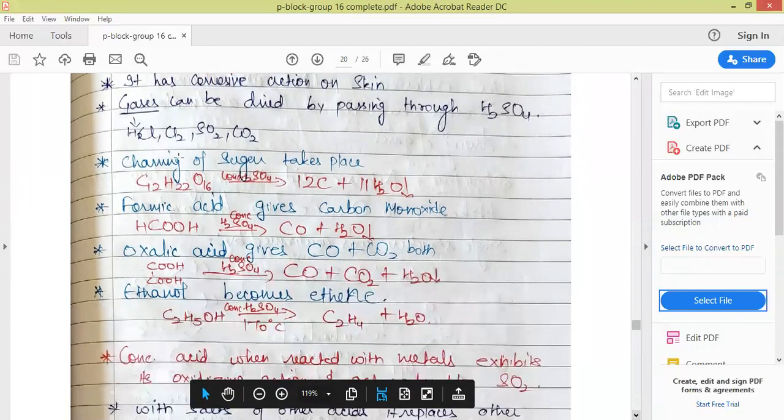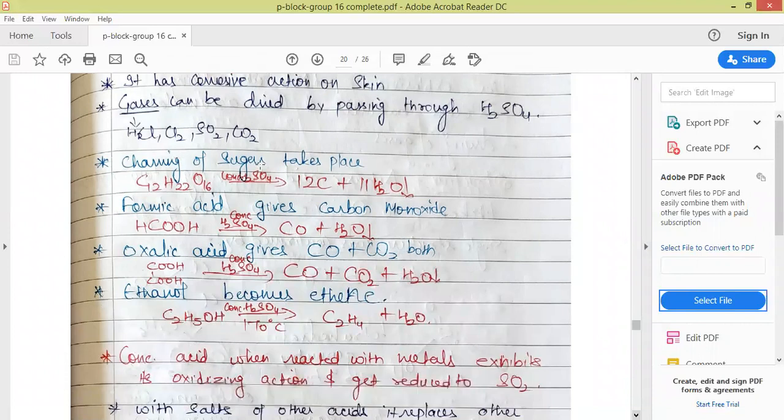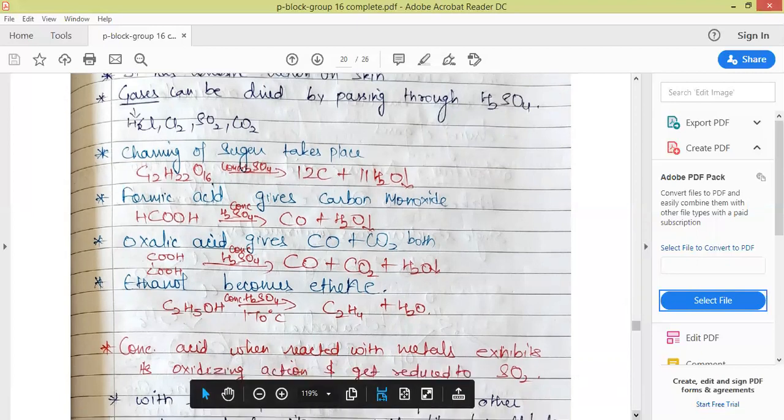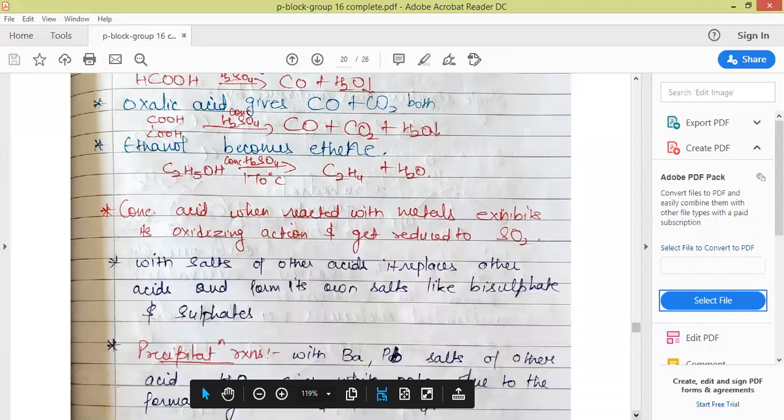Based upon the dehydrating action, the following observations are made. When H2SO4 is dropped over sugar, charring takes place. It converts sugar to carbon. It dehydrates formic acid and produces carbon monoxide. With oxalic acid, it produces carbon monoxide along with carbon dioxide. With ethanol, it converts ethanol to ethene, again by dehydrating action.